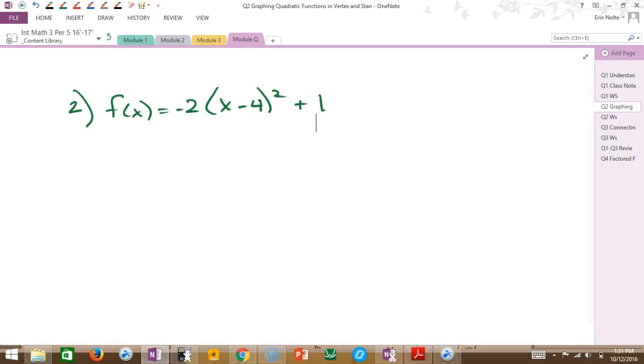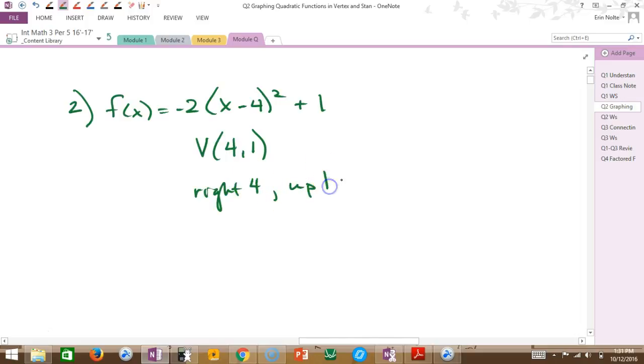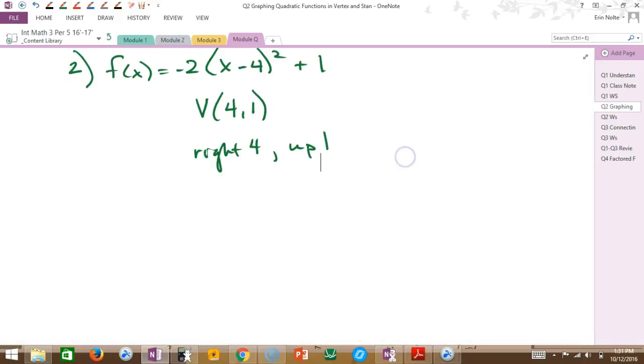Okay, so tell me about this. Let's start with the basics. Let's start with the vertex. What is the vertex? So 4, 1. Okay, now tell me about the movements. What is the horizontal movement that we would take to get there? Right, to the right. So we go right 4, and up 1. Perfect. And it's important that you understand that this is technically a translation. But we can use the vertex to get there. It's a parabola that is moved to the right 4, and up 1.